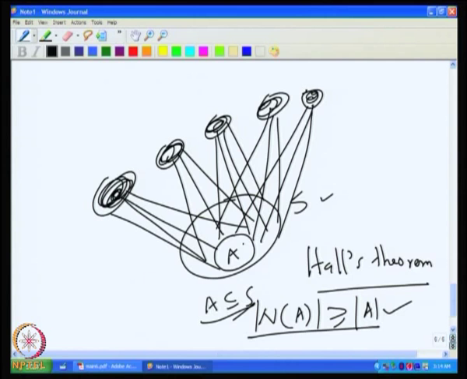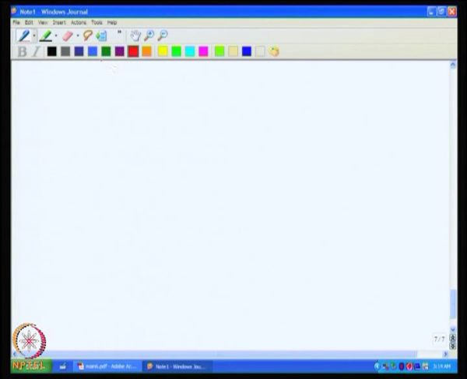This was what Hall's theorem says. So, now consider a subset A here. Suppose the Hall's condition is not valid here. So, what does it mean? If I consider the neighborhood of it, it will be like this. This is some set A.